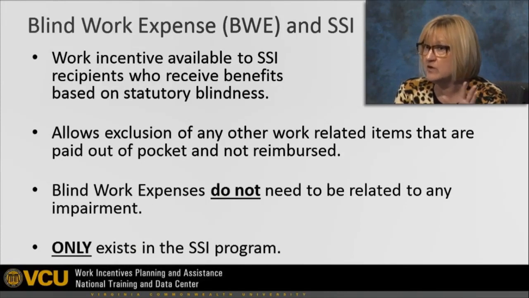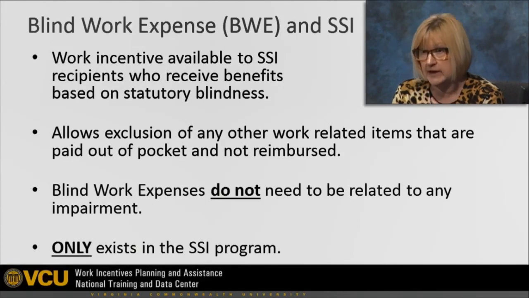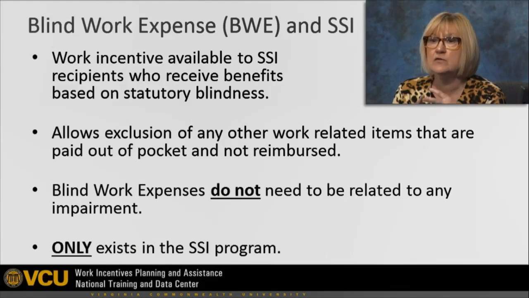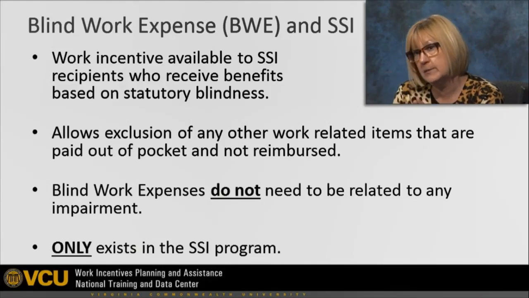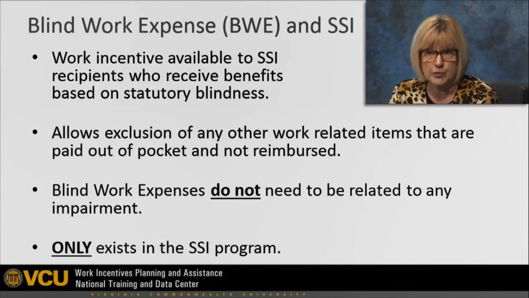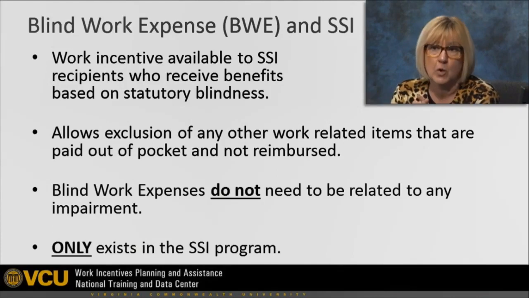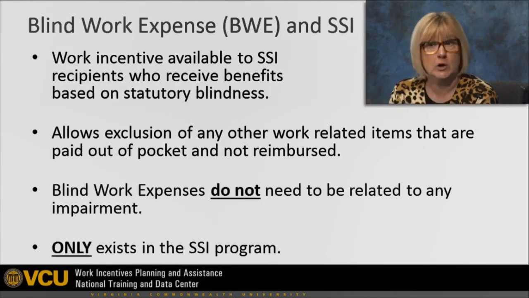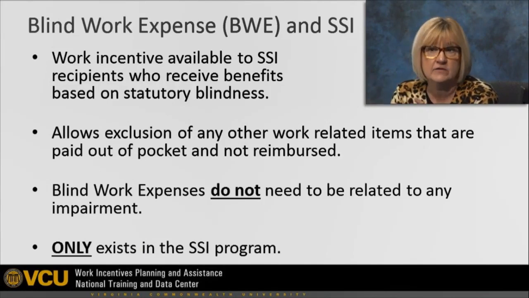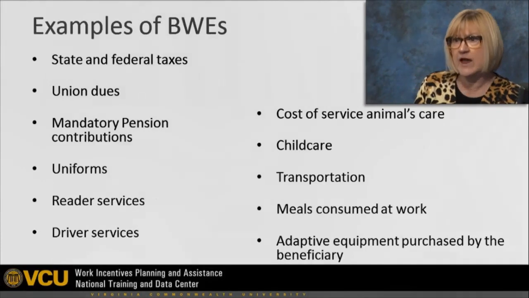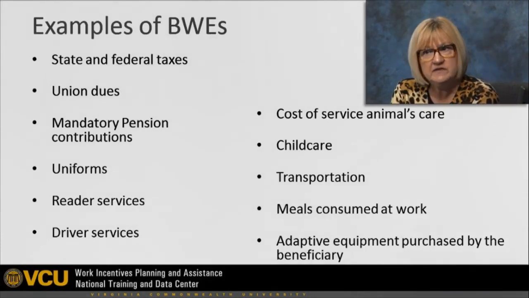So think about IRWIs. Remember, we just covered that. Those have to be impairment-related work expenses. But blind work expenses do not need to be related to the disability. They only need to be related to working. So this opens up the world. There are lots of exclusions that a statutorily blind individual could potentially have approved that a non-blind individual would not be allowed to have under the IRWI work incentive, because the BWI work incentive is bigger, it's broader. The definition of the kinds of expenses that are deductible is more broad. So on the next slide, I believe we have some examples of BWIs. And you'll see how different this is.